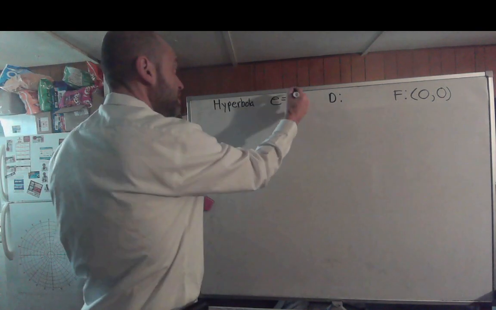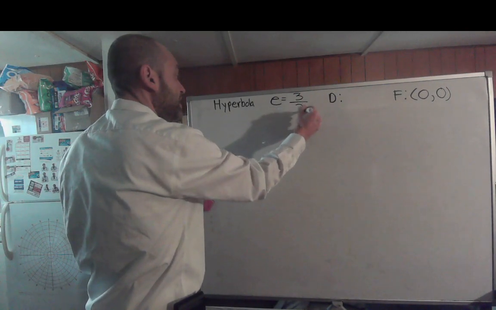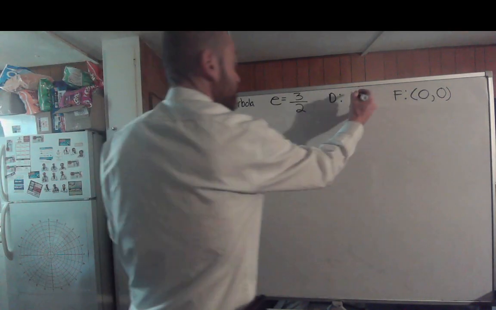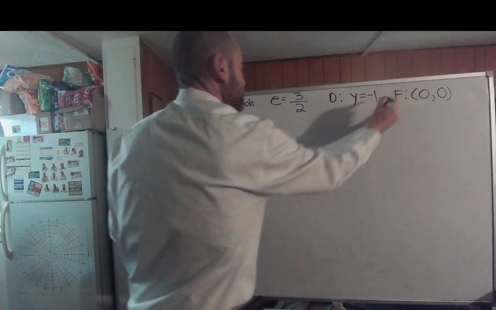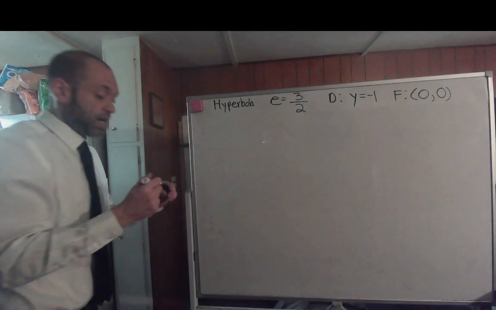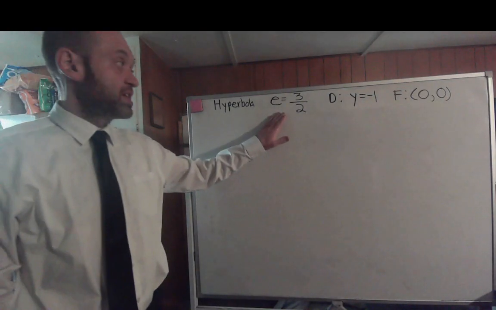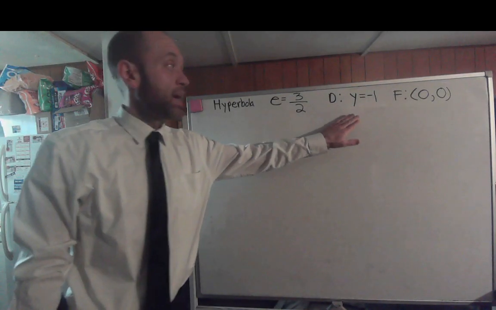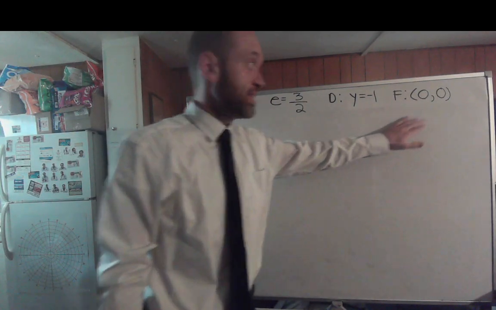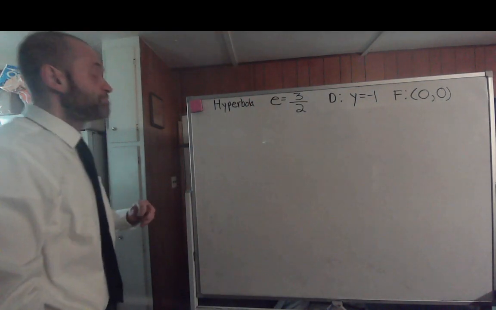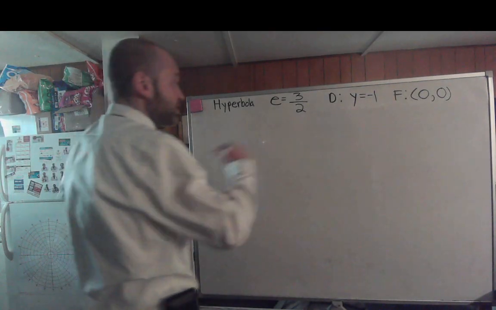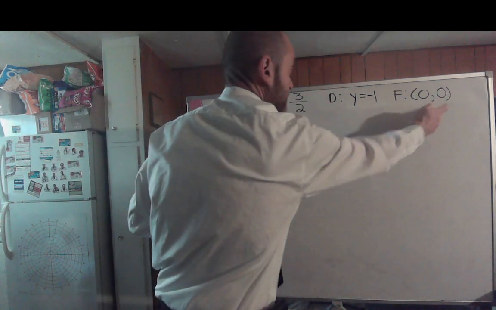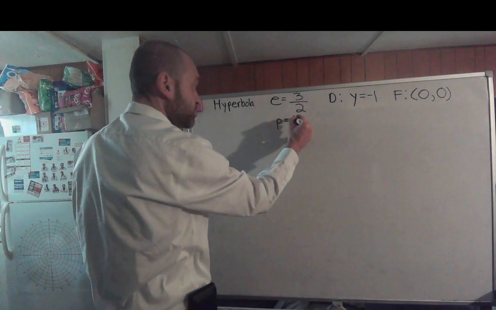Alright, a hyperbola with eccentricity of 3/2. The directrix will be at y equals -1. Alright, so we have a hyperbola with eccentricity of 3/2, and then the directrix is at y equals -1, focus is at 0, 0 at the pole. So let's find P. P is always the distance between the directrix and the focus. A y-coordinate of 0 to a y-coordinate of -1, that gives you a distance of 1.